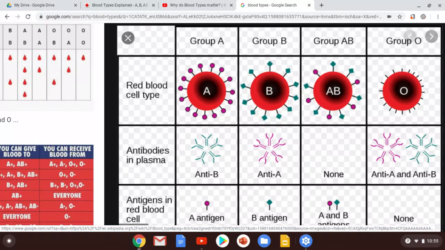With that said, we just explained what blood type, antigens, antibodies are, how they are connected, and why it's important to know.